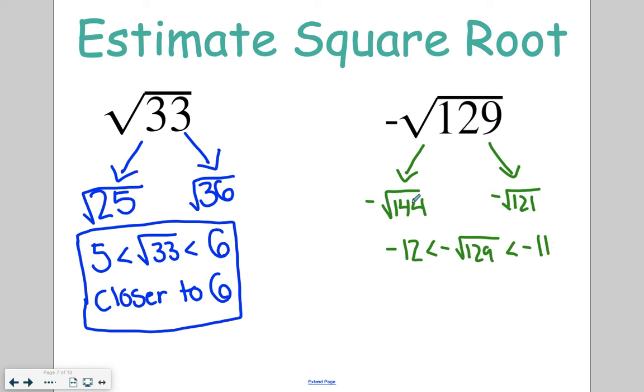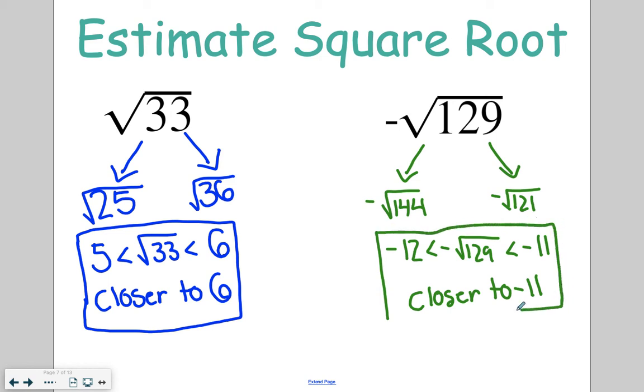Looking again, to get from 144 to 129, that's a difference of 15. To get from 129 to 121, that's a difference of 8. So we would say closer to negative 11. So you look for the square root below what you're estimating, you look for the square root above what you're estimating, and then you determine which one it would be closer to.